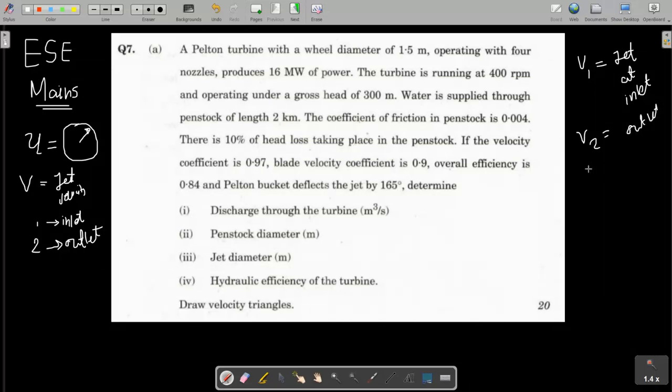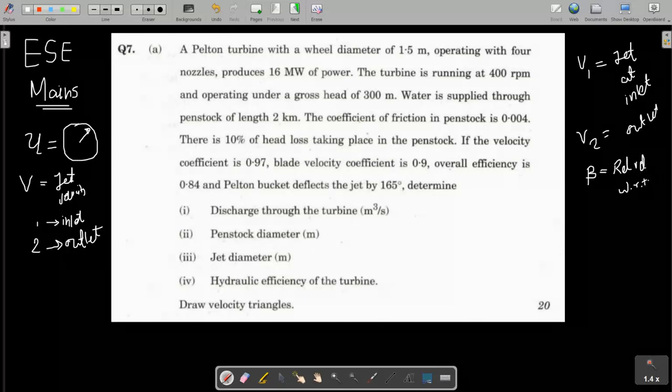Suppose I am writing angle beta, the beta is the angle made by the relative velocity with respect to direction of rotation of wheel, and alpha is the angle made by the absolute velocity with respect to the direction of rotation of the wheel. Wheel means here the Pelton turbine runner. And if there is a subscript 2 or 1, that means outlet and inlet respectively.